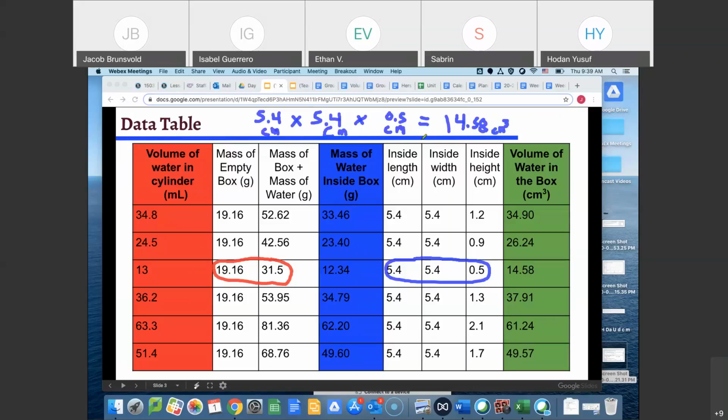Okay. So you need to do that for each column. So you're going to be subtracting these two values to get the mass of the water inside the box. And you're going to be multiplying these three values to get the volume of water inside the box. Does anybody have any questions on how I'm calculating those? Okay, then we're going to move on.